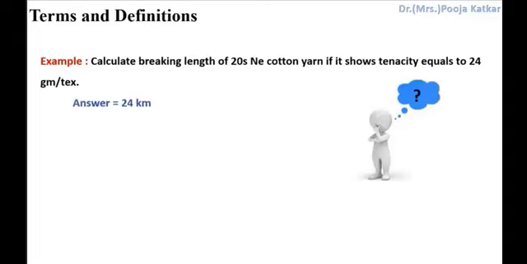The answer for this question is 24 kilometers. Let me explain what is the exact relation between tenacity and the breaking length. As far as tenacity is concerned, it is grams per tex. As far as tex is concerned, it is the weight in grams of 1 kilometer of yarn. Therefore, you can replace tex by grams per kilometer. Hence, tenacity can be rewritten as grams per kilometer.